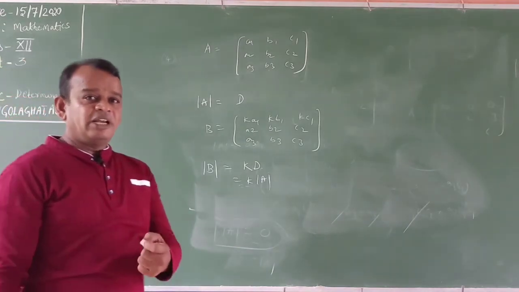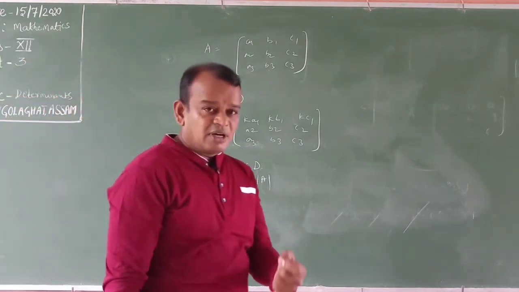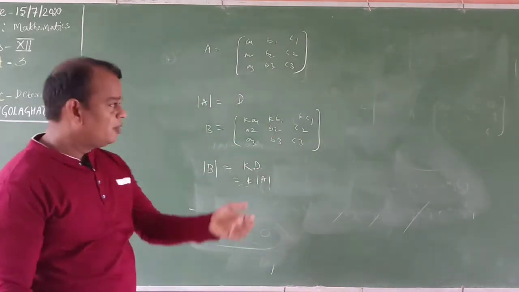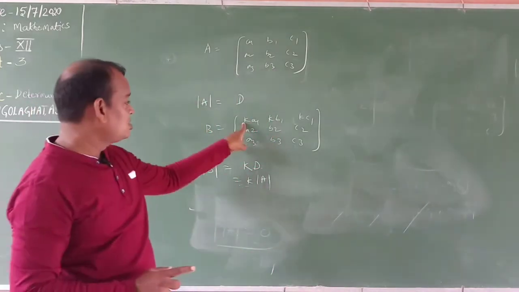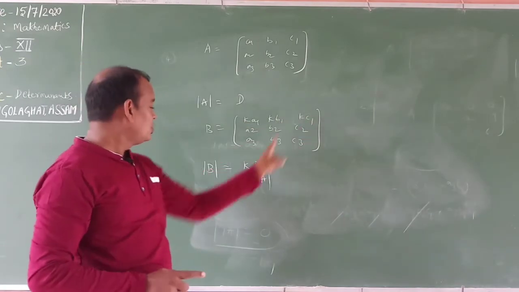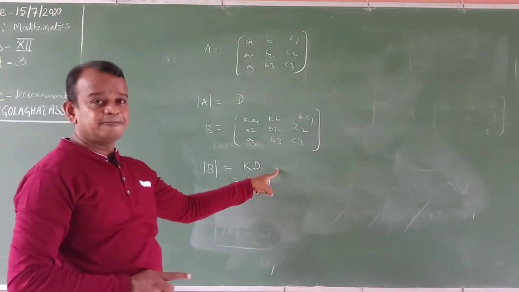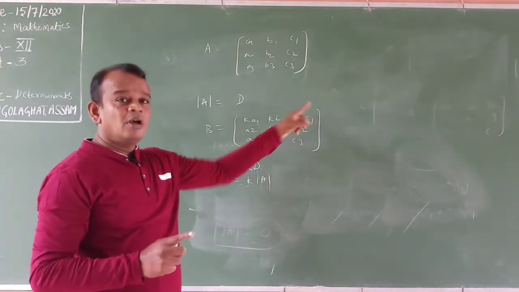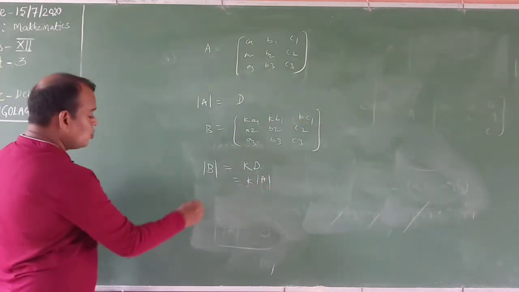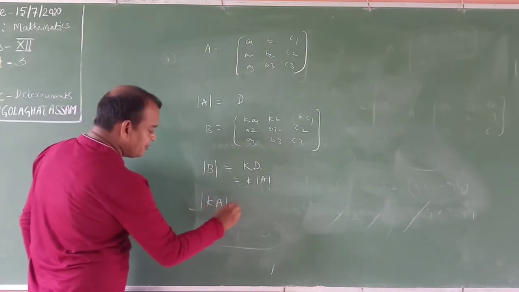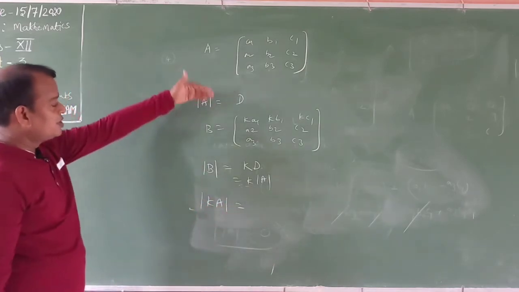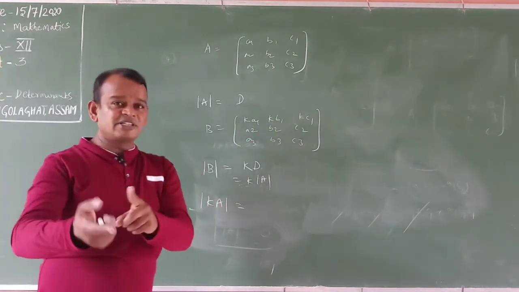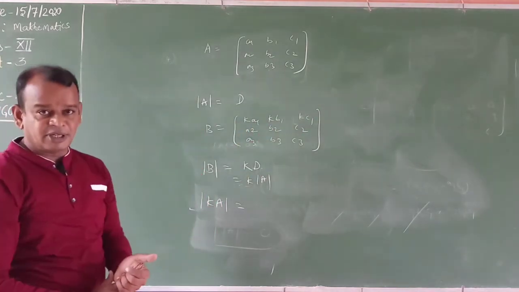If we multiply either a column or a row by a scalar, here one row, K times the first row, then the determinant is K times the original determinant. Listen carefully, you multiplied only one row. What is the determinant of KA? This is different. Here it is multiplied with only one row, so the determinant is K times the original determinant.